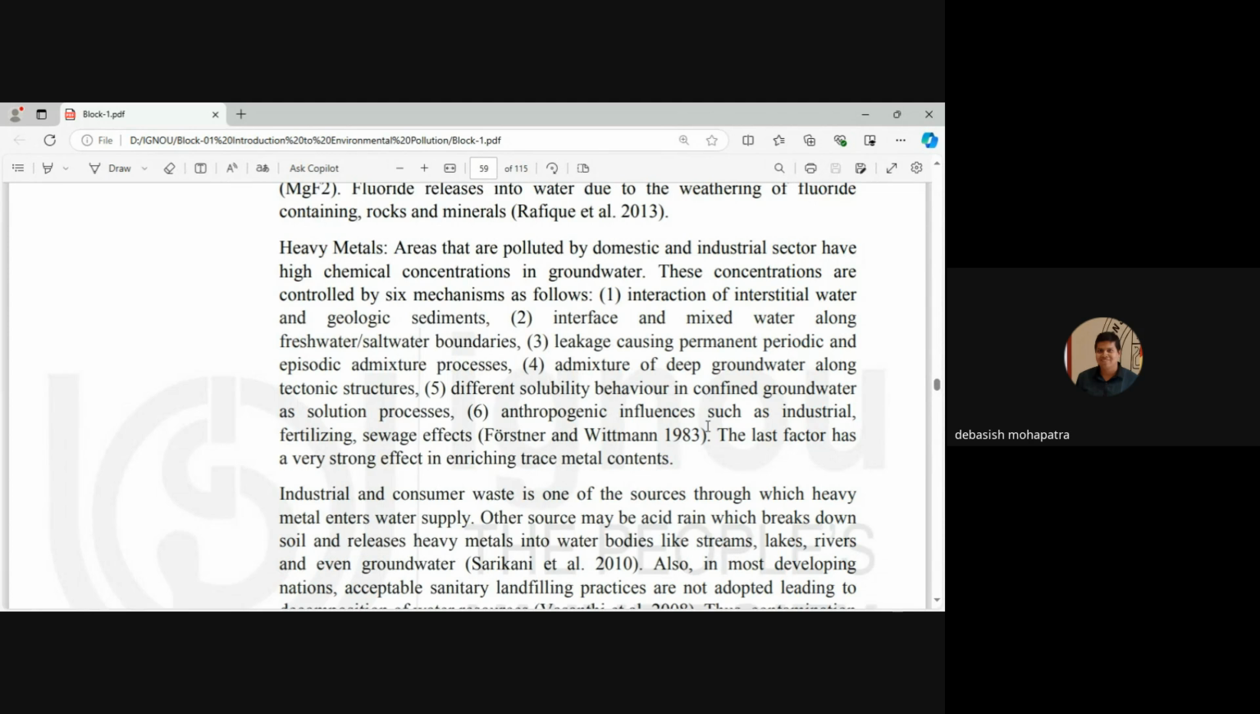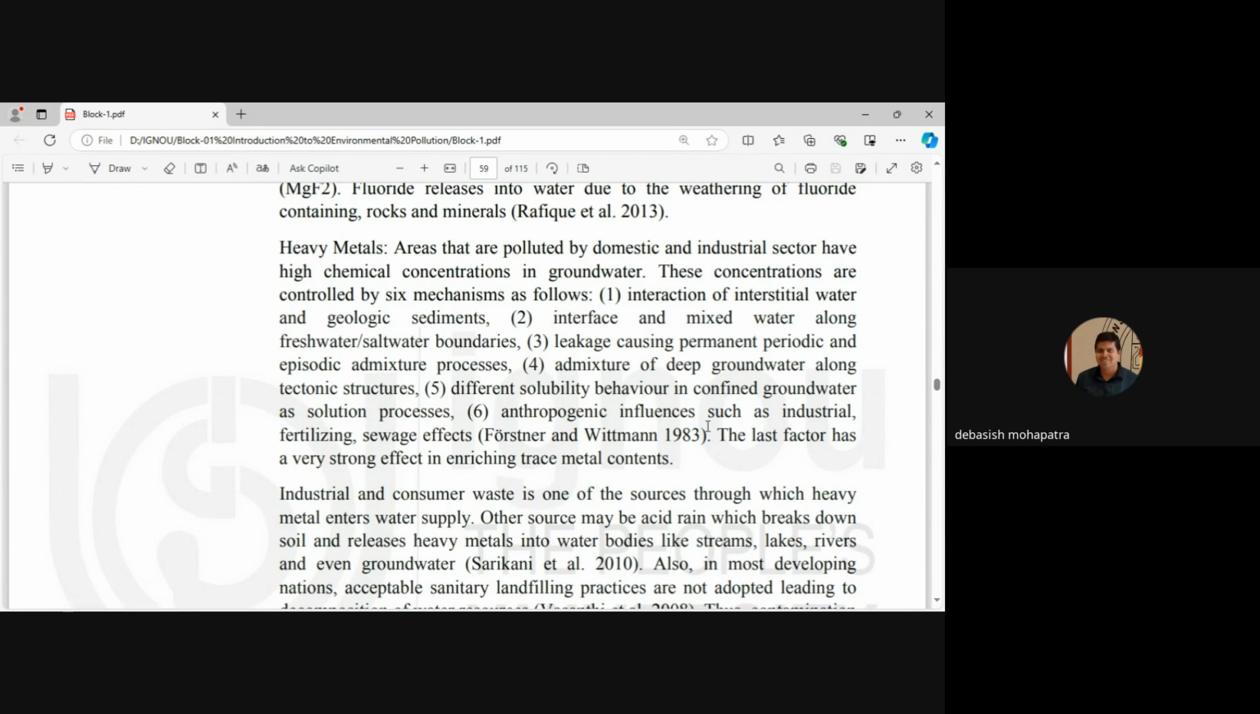Then heavy metals. Areas that are polluted by domestic and industrial sectors have high chemical concentrations in groundwater. These concentrations are controlled by 6 mechanisms as follows: interaction of interstitial water and geological sediments, interface and mixing of water along freshwater and salt water boundaries, leaking causing permanent, periodic and episodic admixture processes, then admixture of deep groundwater along tectonic structures, and different solubility behavior.